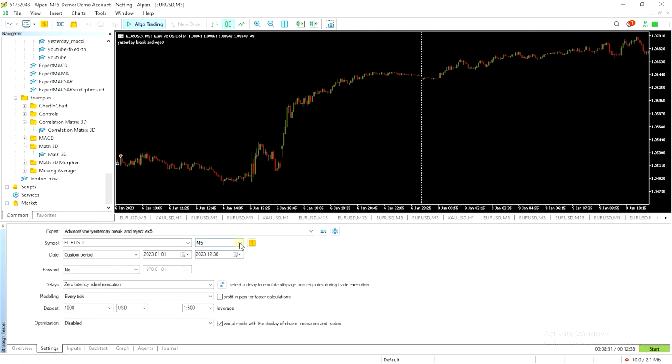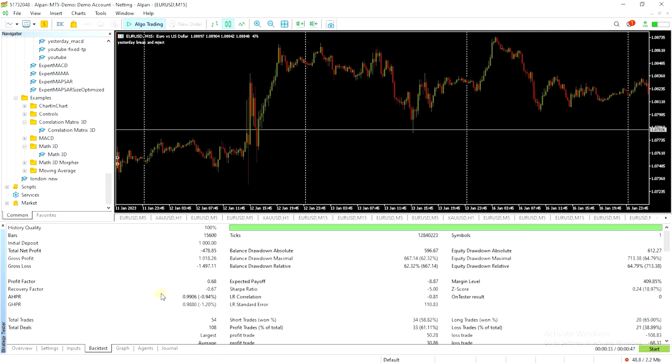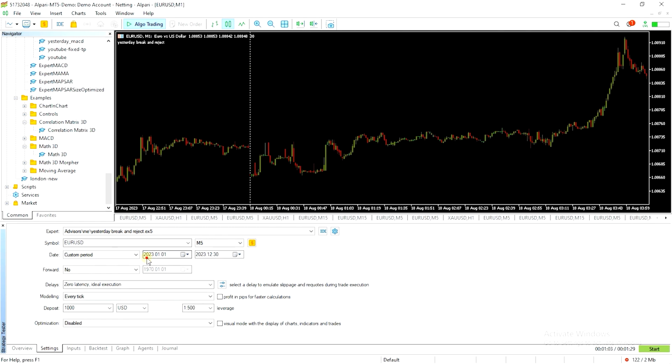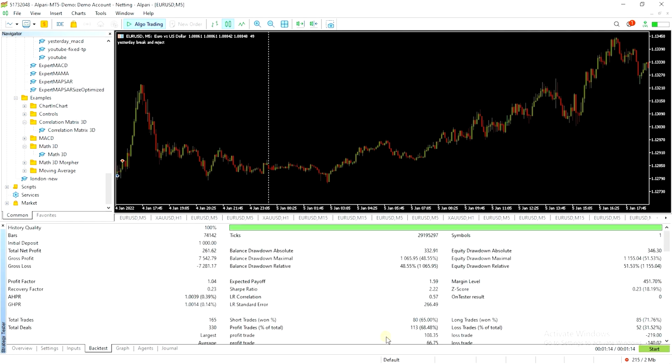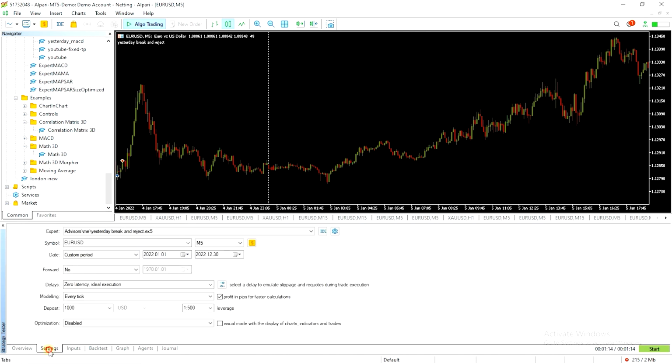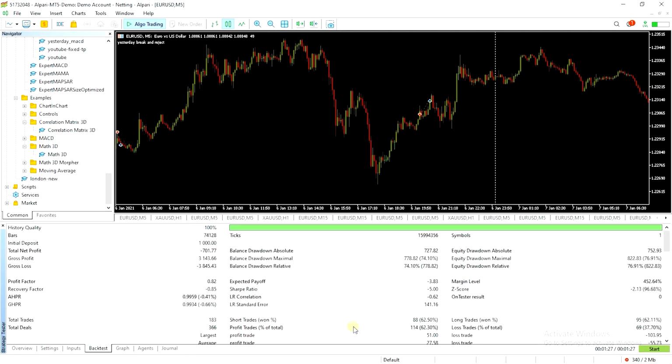I will test it on M15. For M15 it didn't work and it had 47% loss. I'll test it for 2022. For 2022 it had 26% profit. I'll test it for 2021. So for 2021 it didn't work and it had 70% loss.